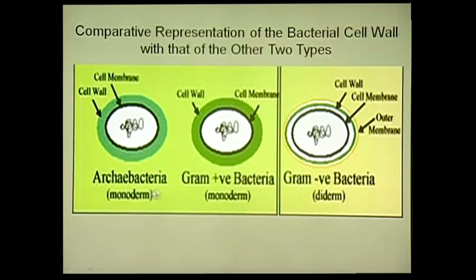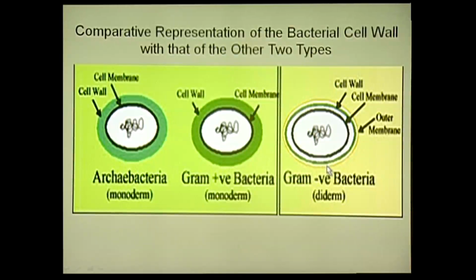Archaebacteria, as you can see in this particular slide, is a monoderm, that is, a continuous layer of cell wall outside the cell membrane. And at the same time you can also see the gram negative and gram positive bacteria, where the positive is monoderm and the negative is diderm. Diderm means that there are outer and inner cell walls, whereas there is no outer and inner cell wall in archaebacteria.